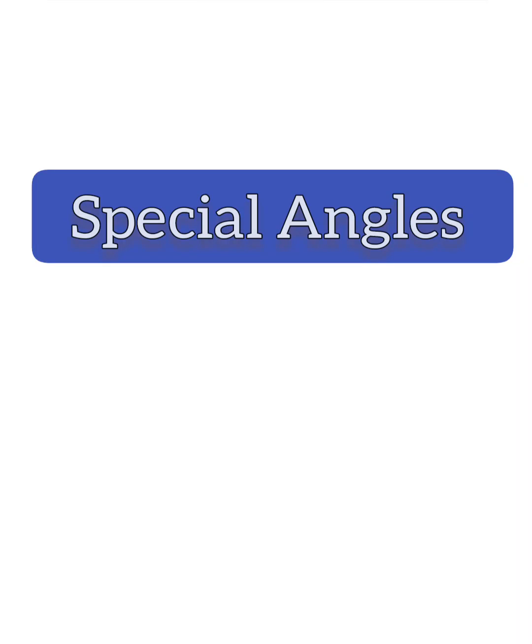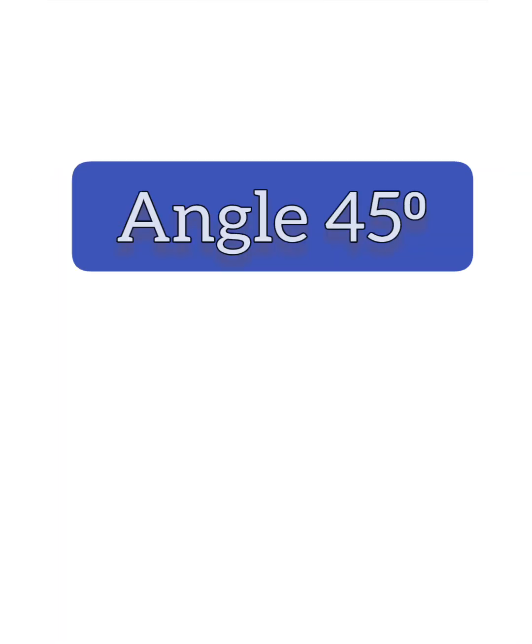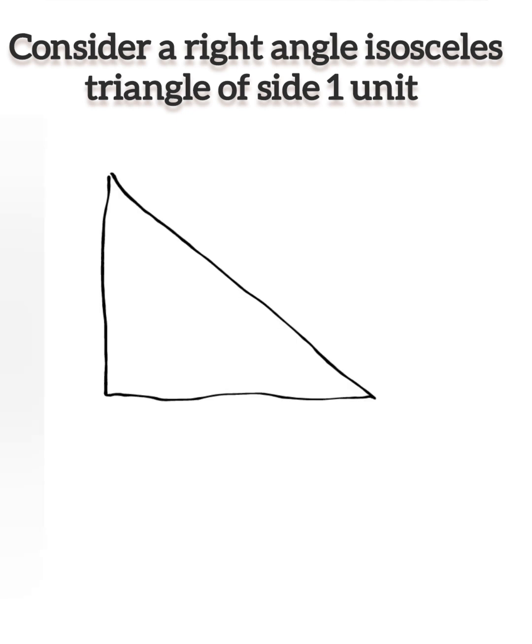Special angles, angle 45 degree. Consider a right angle isosceles triangle of side 1 unit. This is an isosceles triangle and this part of it is 1 unit. This part of it is also 1 unit. From this isosceles triangle, we will be able to derive standard values for sine 45, cos 45, and tan 45.